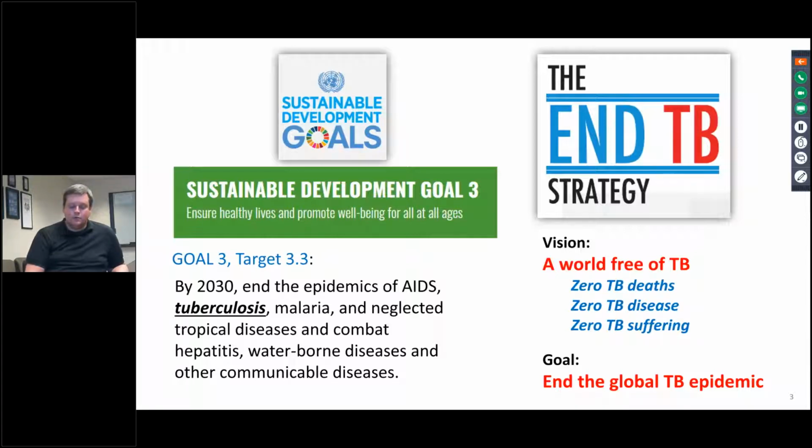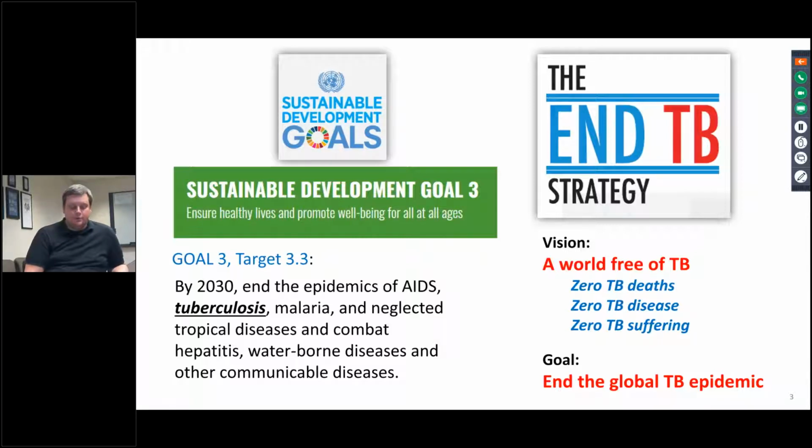In the same year, the World Health Organization launched the End TB strategy. This strategy's vision is a world free of TB, and its goal is to end the global TB epidemic. The 3 main indicators for this strategy include a 95% reduction in the number of TB deaths from 2015 to 2035, a 90% reduction in TB incidence from 2015 to 2035, and 0 TB-affected families who face catastrophic costs due to TB by 2035.